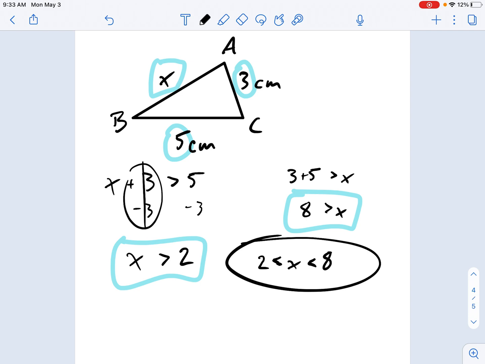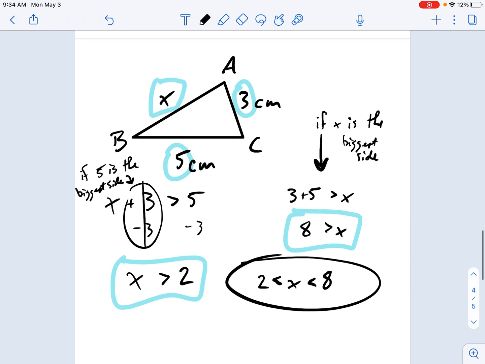So it's a little confusing, right? So this part is like if x is the biggest side, and this is like if 5 is the biggest side. Okay, it's a little confusing. But what you're doing is you're setting up the inequalities. And I think that's mostly all the types of problems you'll see in Edgenuity.